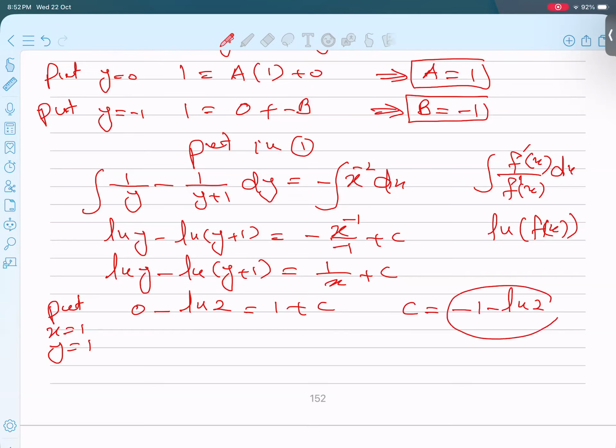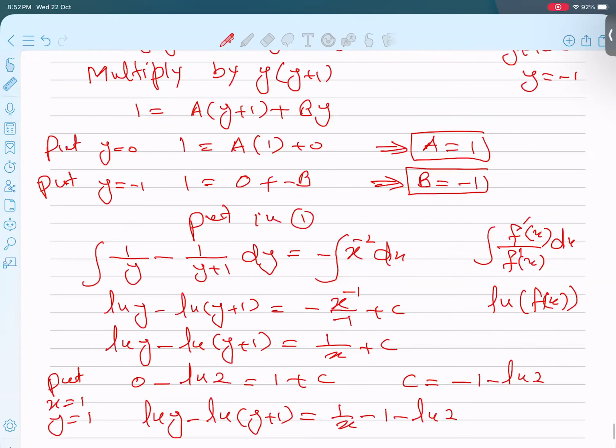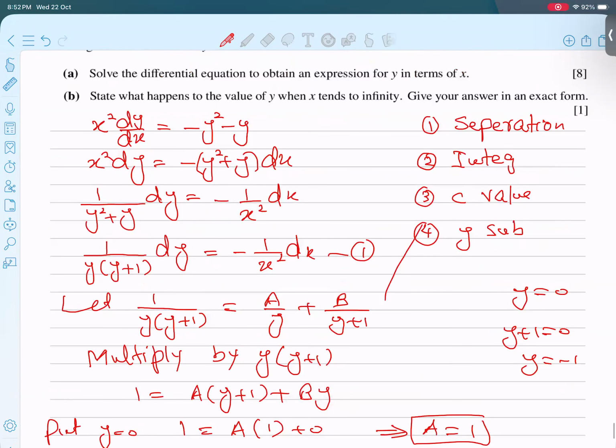I'm going to plug this value back into this equation. So what I'm getting afterwards: log of y minus log of y plus 1 is equal to 1 over x, and the c value, minus 1 minus log of 2. What is my ultimate target? If we check on top, we have to make y in terms of x. Okay, so let's try, and then we will do the later part too.